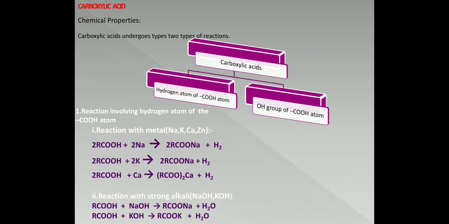Now, reaction with strong alkalis like NaOH and KOH forms the salt and water, because the carboxylic group is acidic and NaOH is a base. So when acid and base combine, they form salt and water.